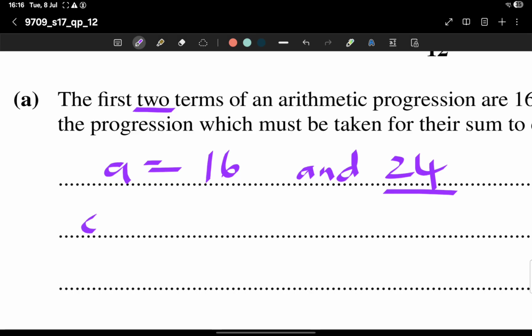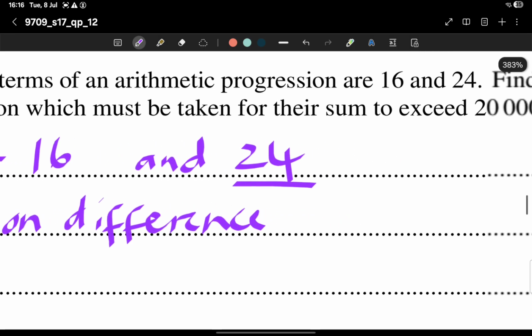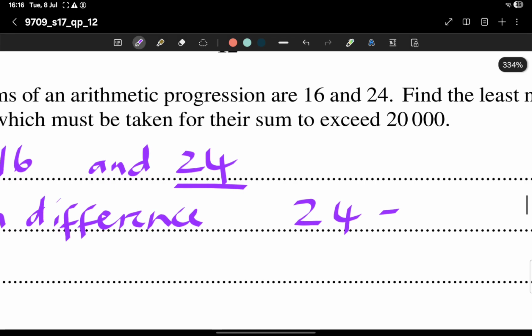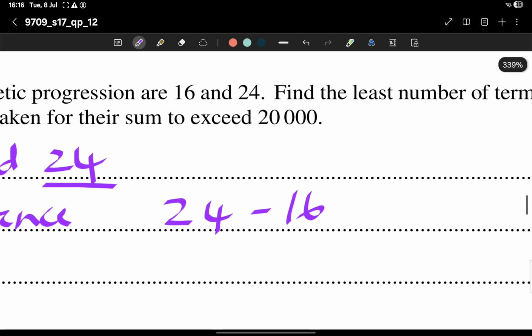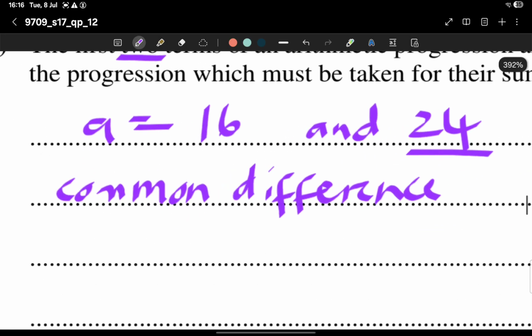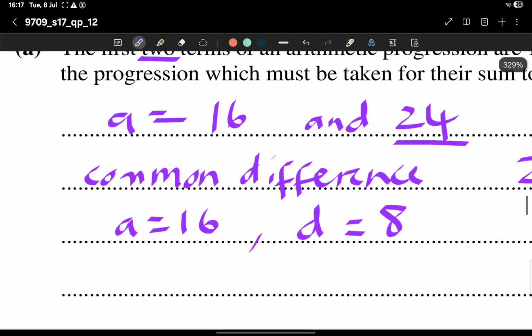And we can get the common difference, since we know an arithmetic progression has what we call a common difference. So we get that by saying the second term, 24, minus the first term, which is 16, and it gives us 8. So I have D equaling 8 and A being 16.